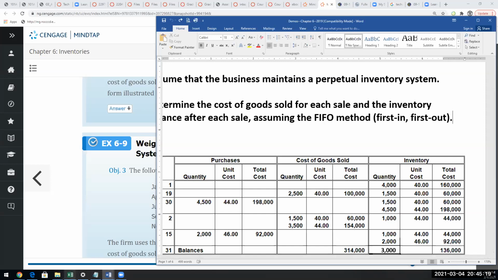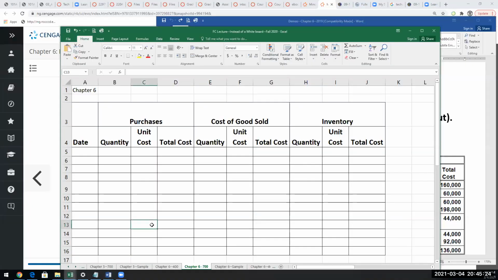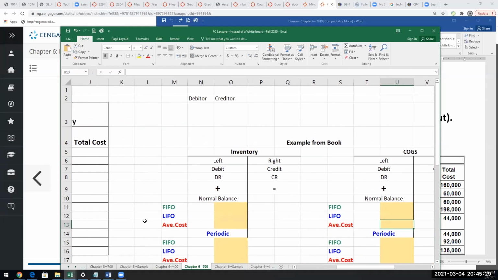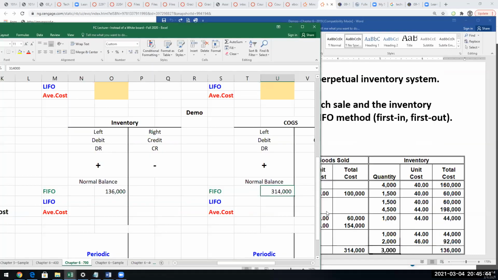So what does this mean in English? I want to show you a little graphic that might be helpful for you to see. We started with this at the very first, and that's what we just filled out. So I'm going to come down to here and say, believe it or not, our normal balance for our cost of goods sold is a debit of 314,000. See the 314 here? That's this number here. And what is the balance of my inventory, my asset? 136. There's my 136 right there.